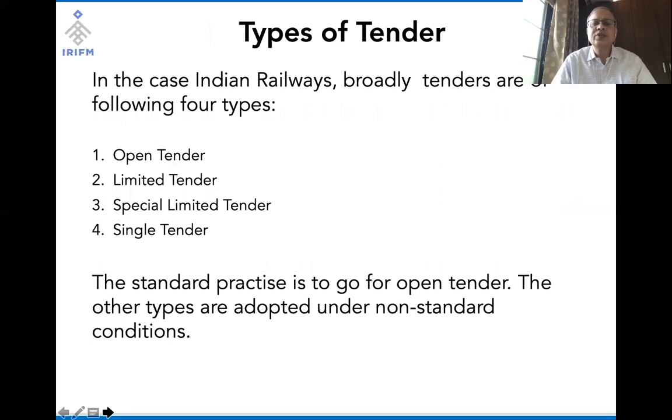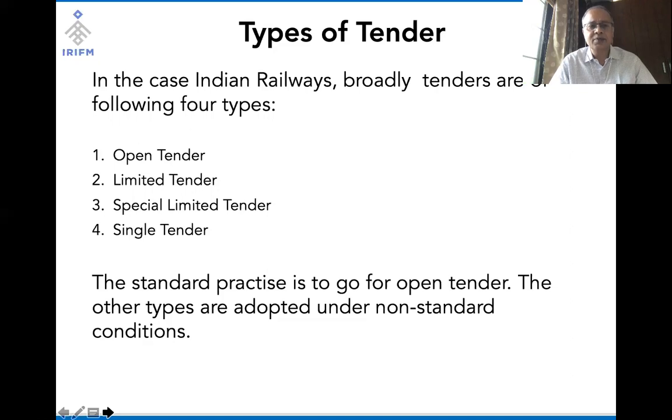I also want to introduce you to the concept of four types of tenders, and these four types of tenders are essential. These four types of tenders are followed by Indian Railways and even other government authorities. The first is open tender, which is advertised tender and open to all. Second is limited tender, and limited tenders are called from a few people who form part of the approved list of contractors or approved list of suppliers.